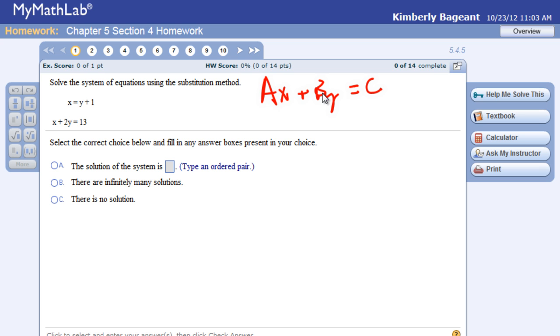Remember that a and b are just coefficients. Those are numbers in front of x and y. But x has to come before y. So let's change this to be in standard form. How can you do that? Well, you need to get y over here with x. So we need to subtract y from both sides to get it on the same side as x. And then the second equation is already in standard form.